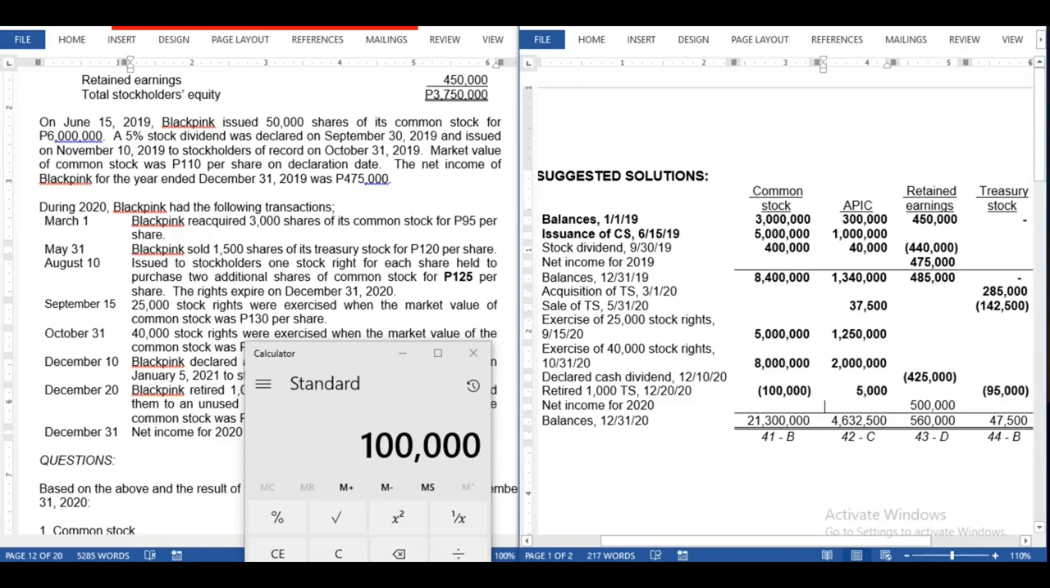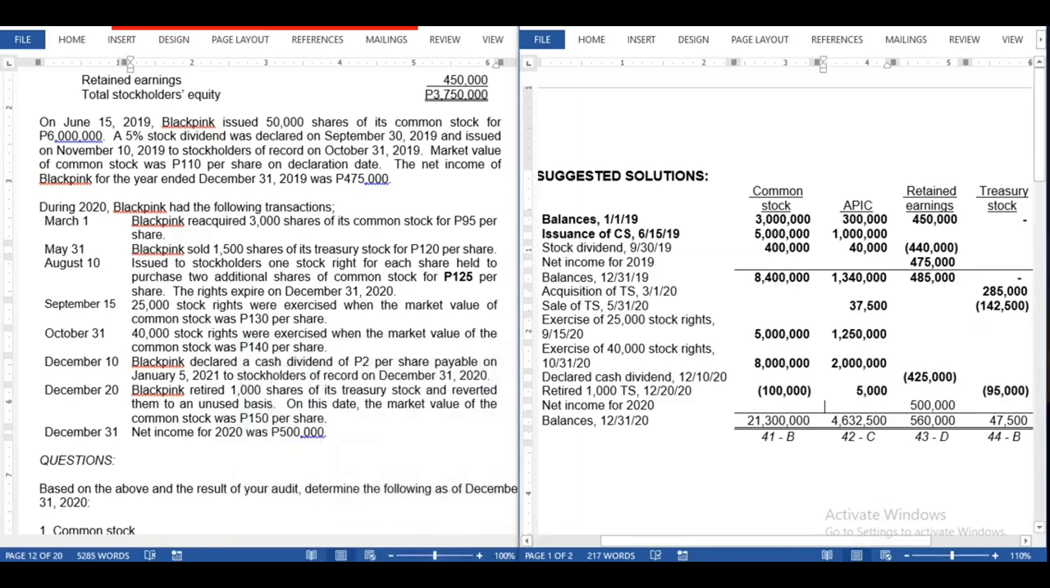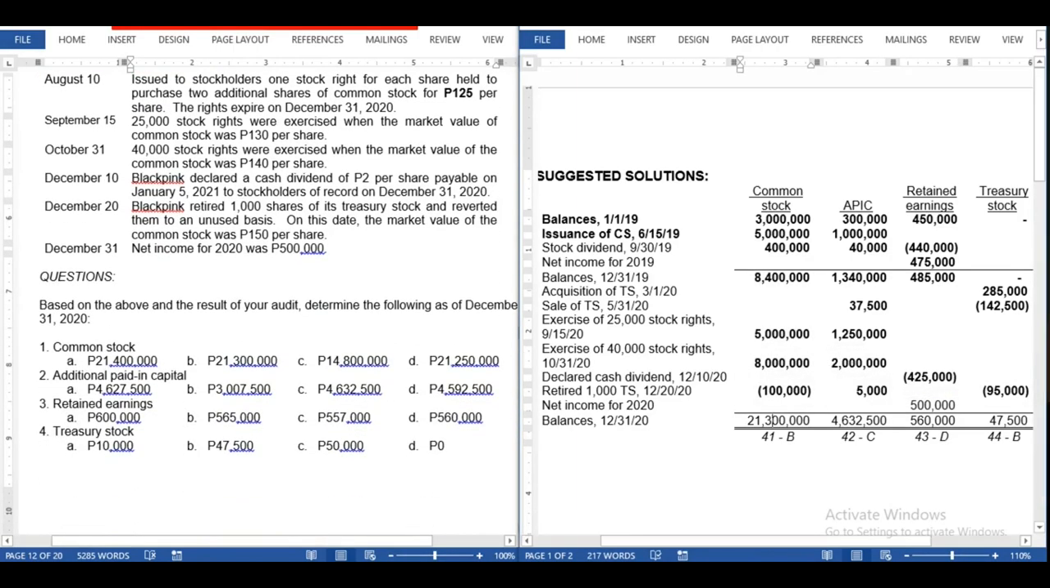And then, the last one is the net income. Net income is 500. So, copy nyo lang dito. Siyempre, net income is sa retained earnings na siya. So, 500. Add mo lang lahat. That is the total common stock. And that is the answer for number 1, 21,300. Letter B. Ayan.